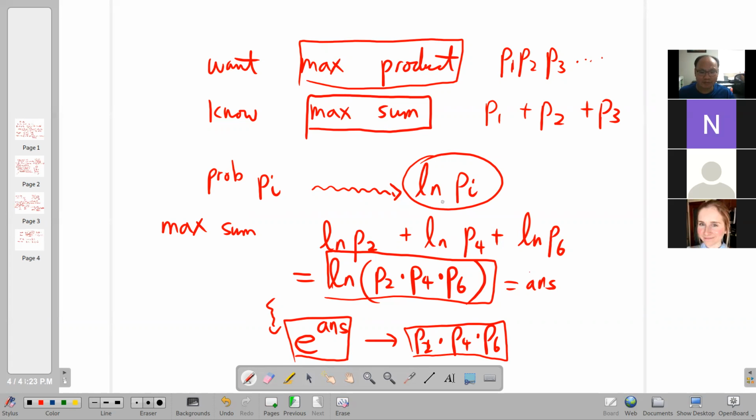Okay, is that very convoluted? That's pretty sneaky. It's a pretty common trick when you try to pass between products and sums. Sometimes you know how to do something with sums. Usually sums are easier than products, but you want to do something with products. So it may be possible, in this case it is, to just take the log of everything.